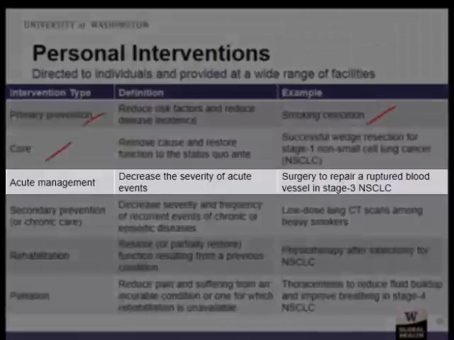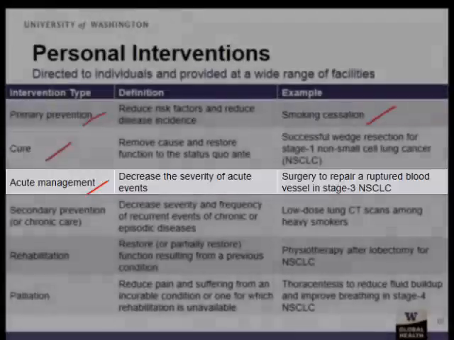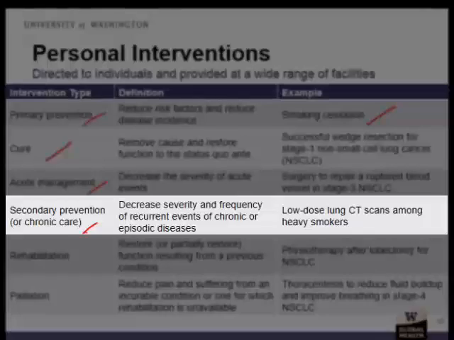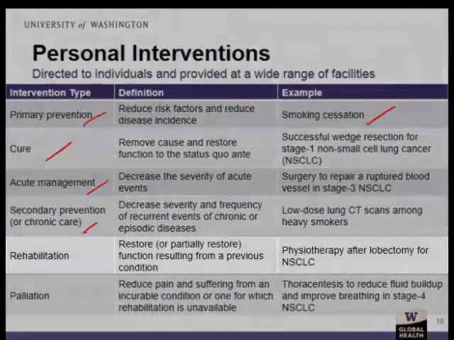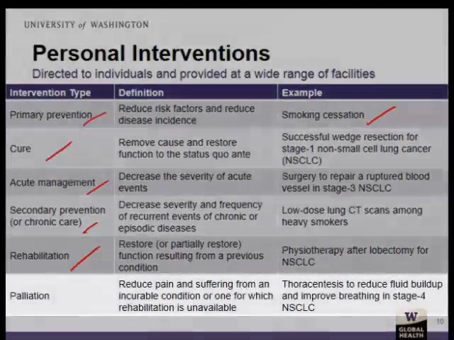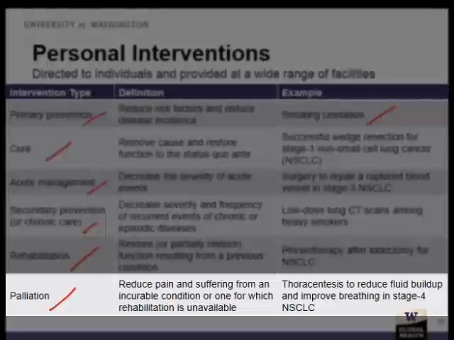Then you have acute management, the third one, which is to decrease the severity of acute events. You have secondary prevention or chronic care, which decreases the severity and frequency of recurrent events of chronic or episodic diseases. And you have rehabilitation, which means that you try to restore function, or at least restore function partially. And then finally, you have palliation, which is designed to reduce pain and suffering from an incurable condition, or one for which rehabilitation is not available.